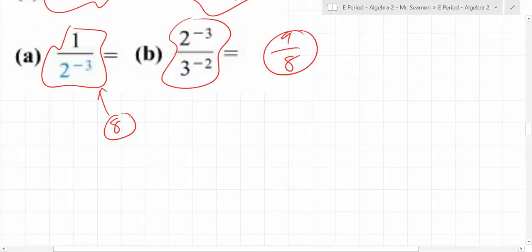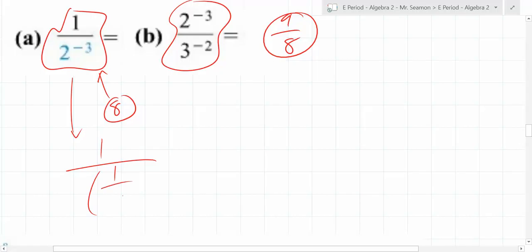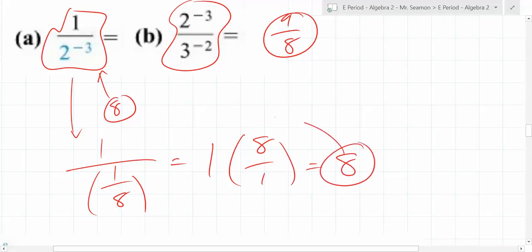What about a right here, the second a? What does 2 to the negative 3 mean, Liv? It means 1 over 8. Dividing by a fraction is this. Dividing by something is multiplying by the reciprocal. So that's equal to 1 times what? 8 over 1, which is 8.